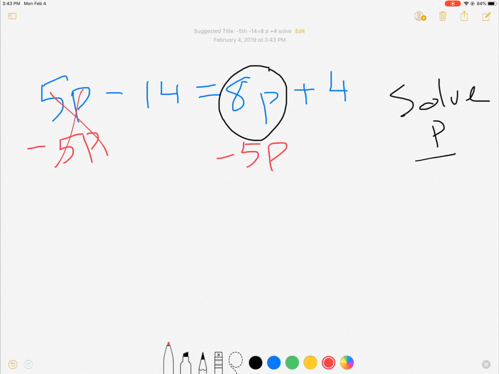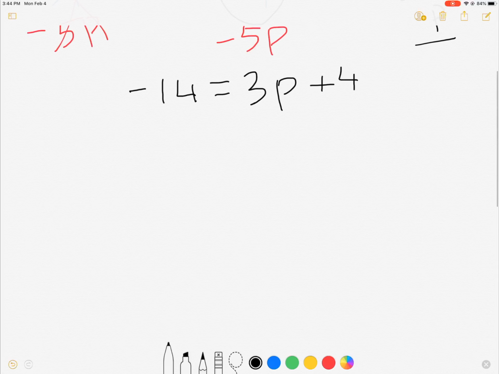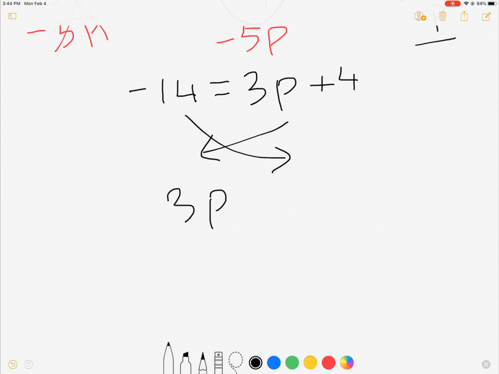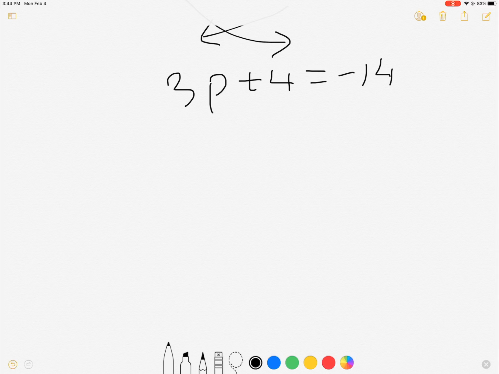Please do get used to rewriting the equation every single time you change something, just so that you can keep track of your steps. Okay, so I'm going to rewrite this as negative 14 equals, I know 8p minus 5p is 3p, plus 4. Then I'm going to use my commutative property. I'm just going to switch the equation around. I'm going to write it as 3p plus 4 equals negative 14. That looks a little prettier than before.